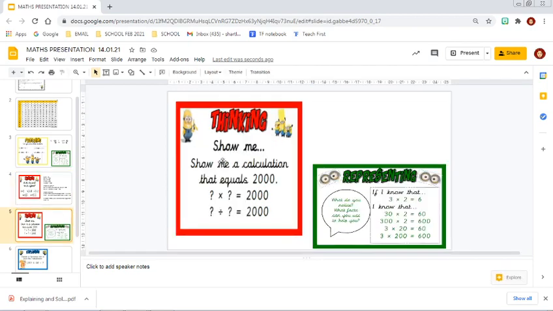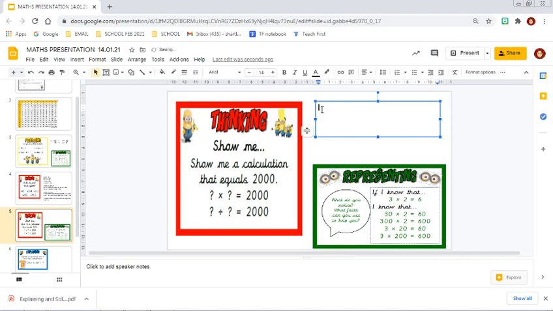Your second thinking challenge states, show me a calculation that equates to 2000. Again here, you can go back to the representing. If I know one fact, it will also help me to understand other facts. It can help your learning.